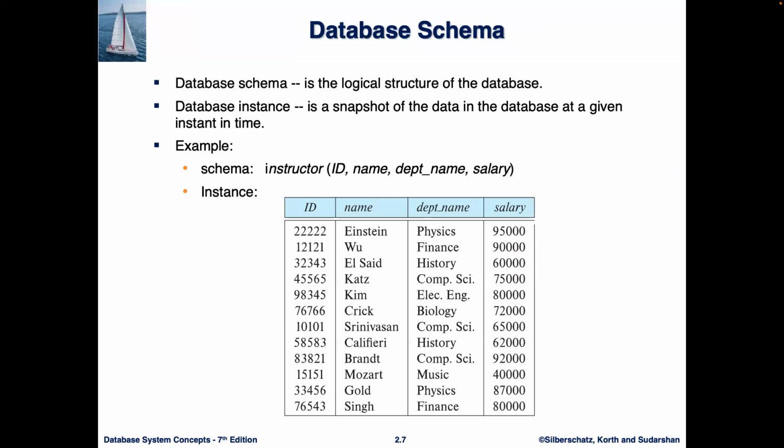The database schema is the logical structure of the database, and a database instance is a snapshot of the data in the database at a given instant in time. Example, the schema is just basically the relation that we defined: instructor, ID, name, department name, and salary. It defines what kind of values the table holds. But the instance is, for that specific table at any given time, the values that the table has for each attribute. That's basically the instance.